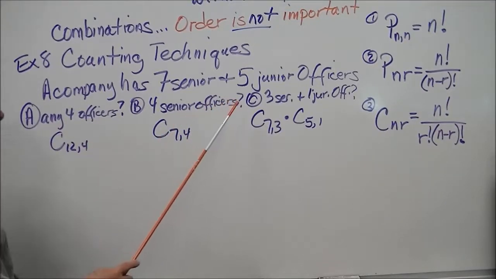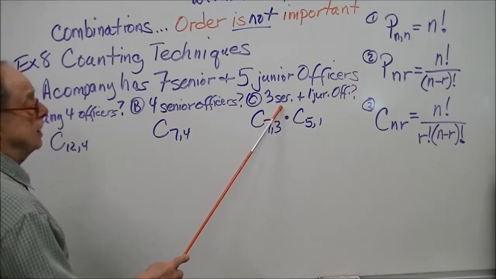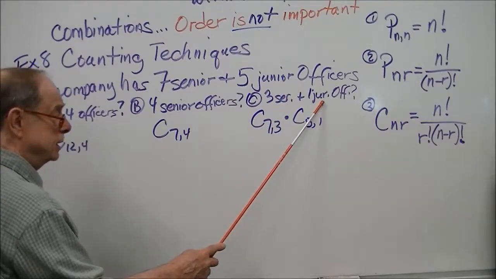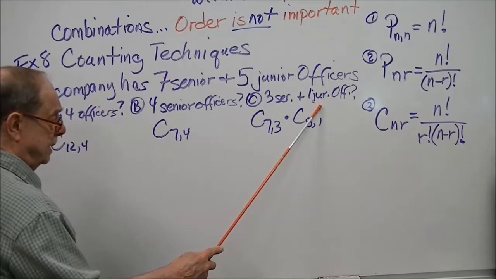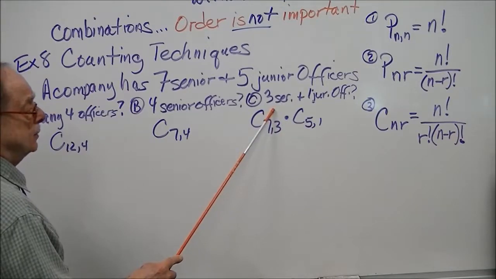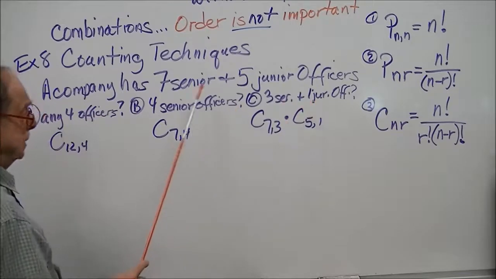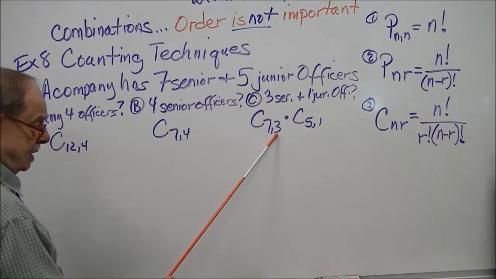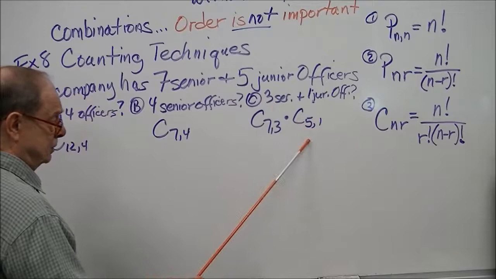Now for part C, they want to have 3 senior officers. Again, order's not important. And 1 junior officer in the select committee. So here it's going to be a product of the 3 of the seniors and 1 of the juniors. So again, there are 7 seniors. You want to select 3, so 7 comma 3 times there are 5 juniors. You want to select 1.